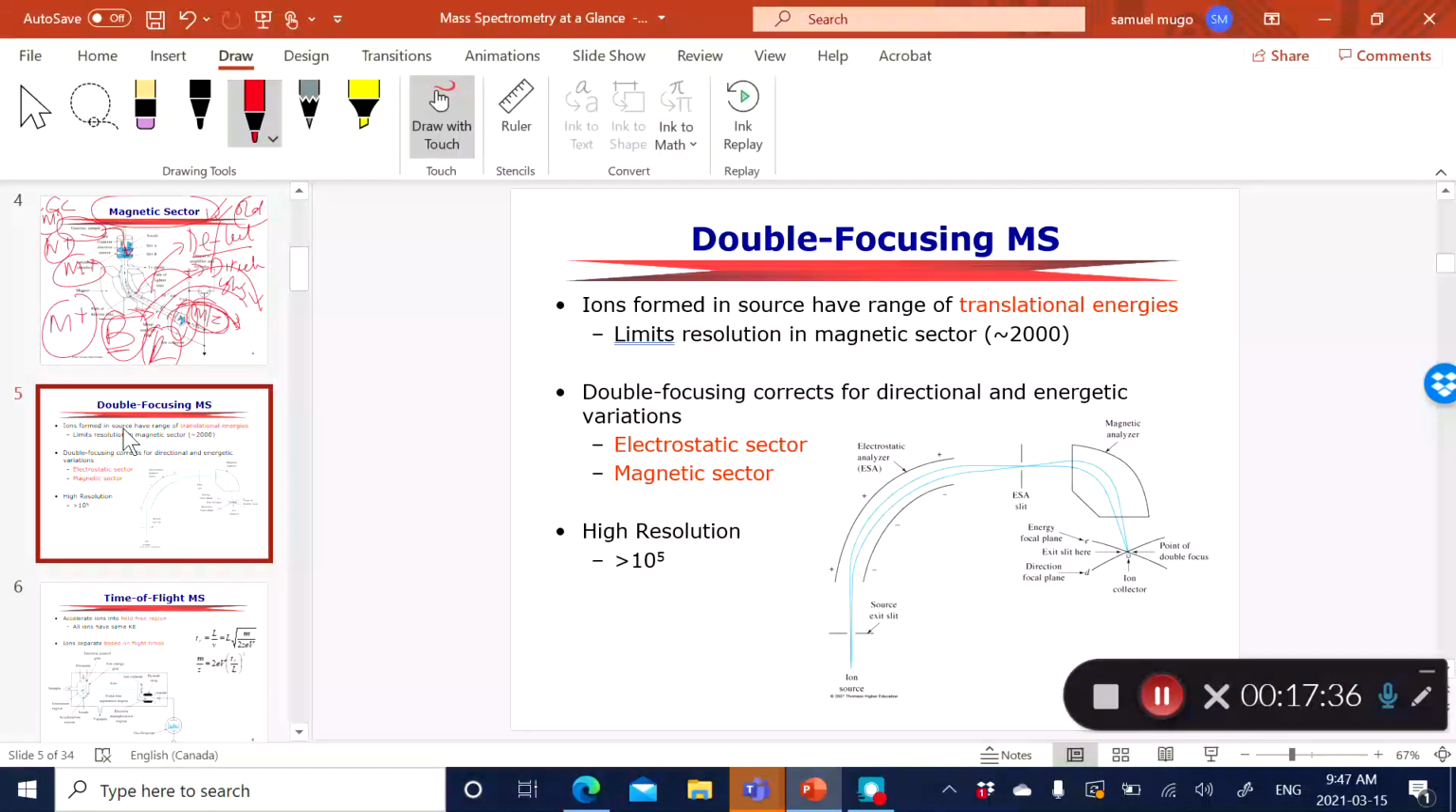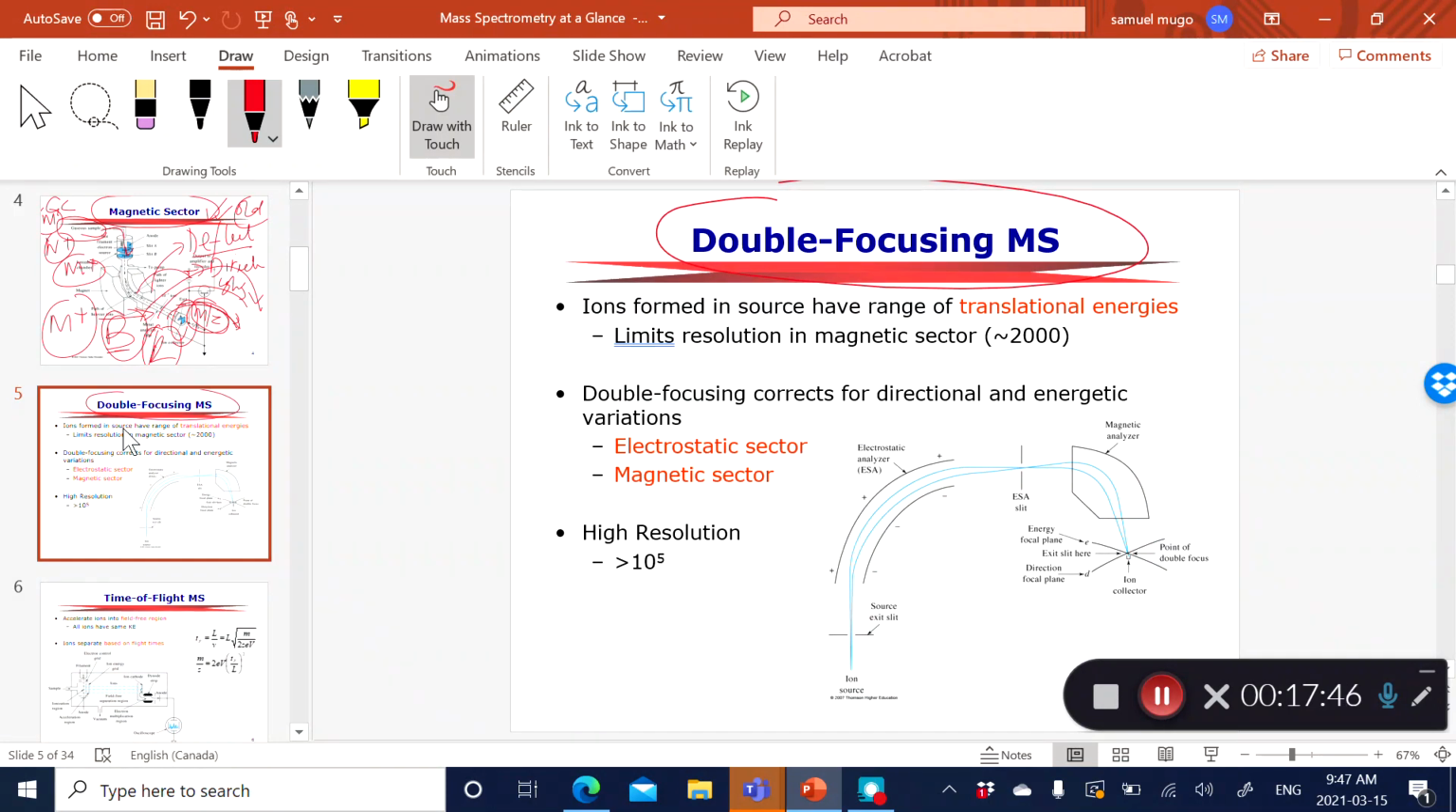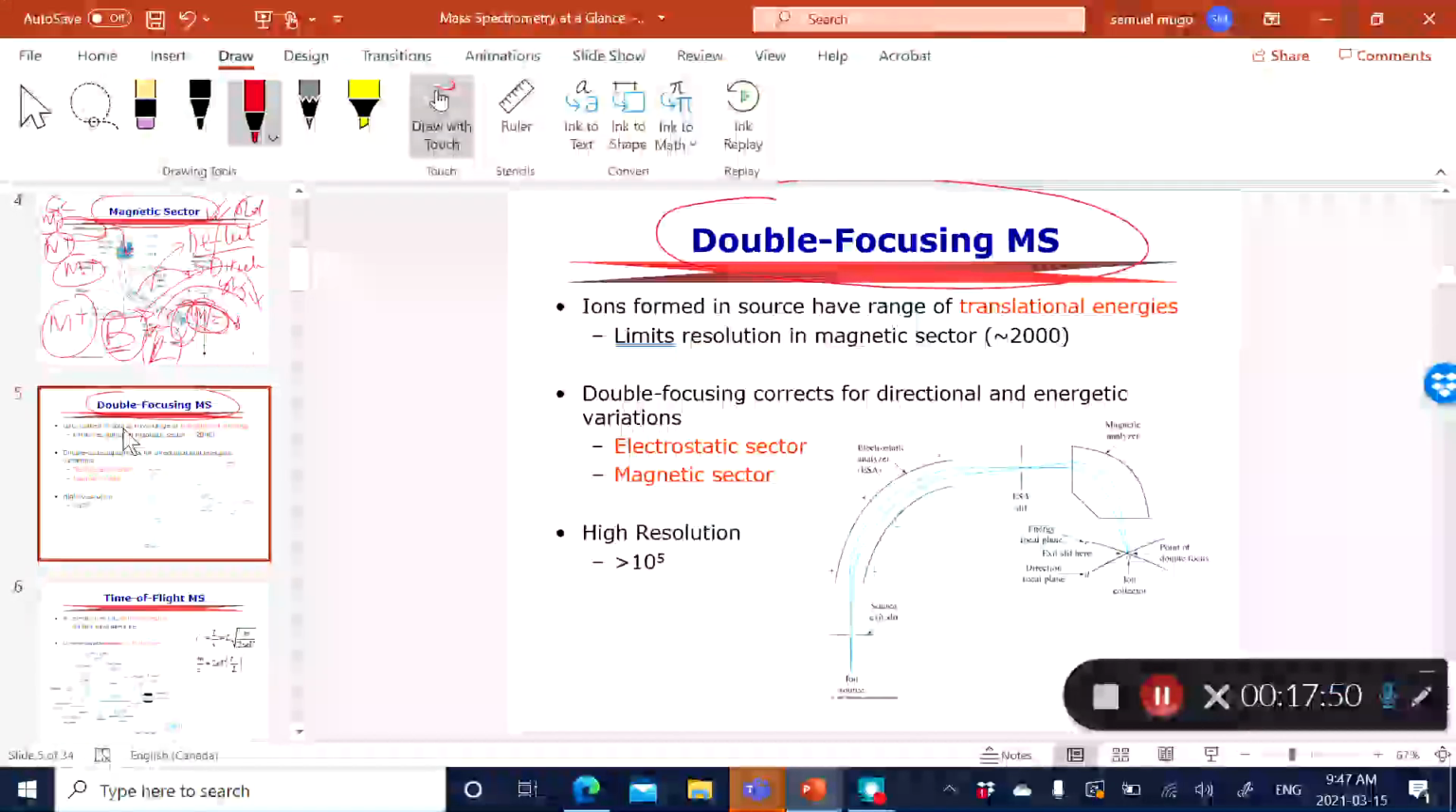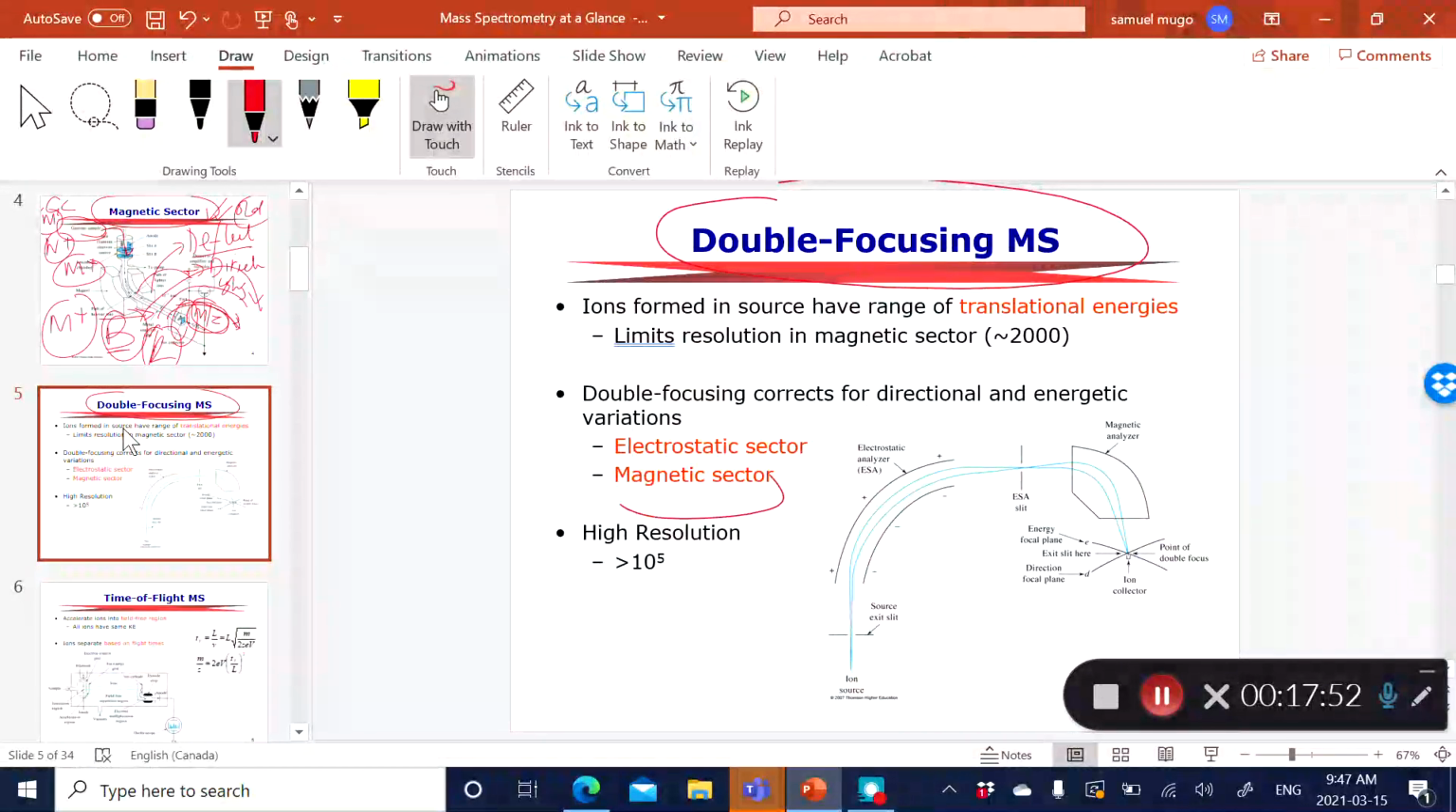Now, another type of mass spectrometer, again based on the mass analyzers, is what you refer to as a double focusing mass spectrometer. The double focusing mass spectrometer actually comprises a magnetic sector, based on the deflection of ions when you expose them to a magnetic field. But remember, you're only taking care of the deflection of the ions just by changing their direction.